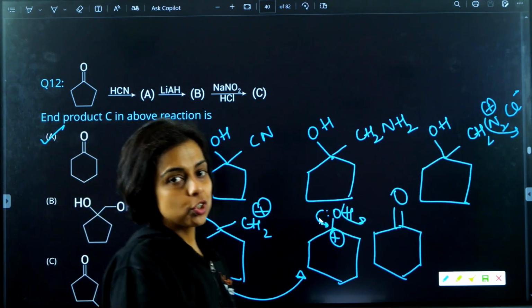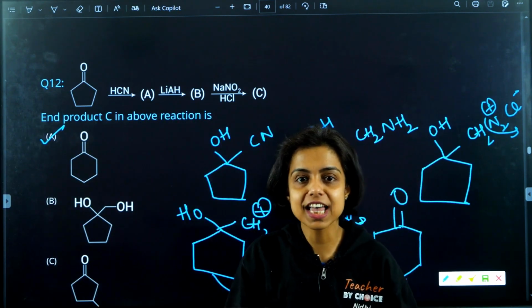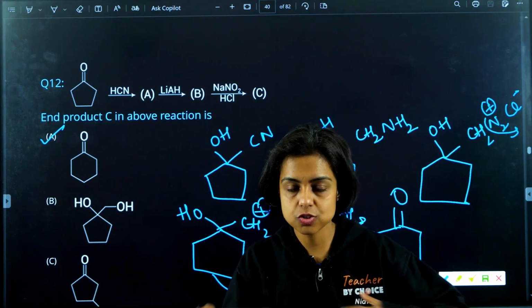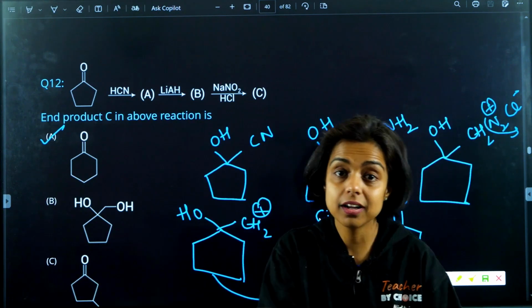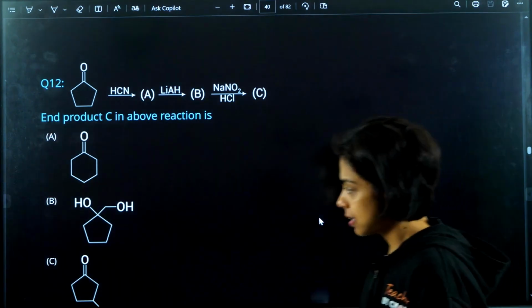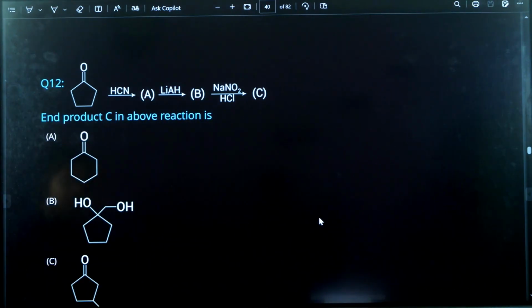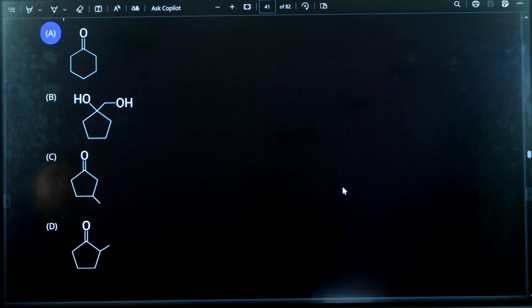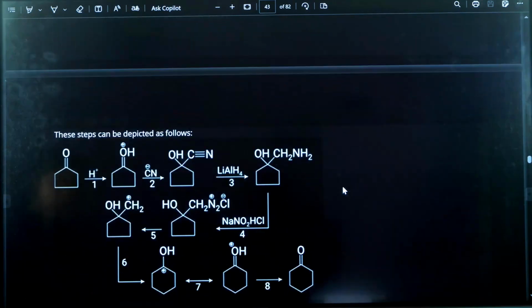Got it? Interesting question. You can check that there is no option which has a diazonium ion. So of course nitrogen will be released, leaving the carbocation, which will expand. Ring expansion is there, giving you the final product. Got it, guys? So beautiful, interesting question. So the answer we mark is A, right?